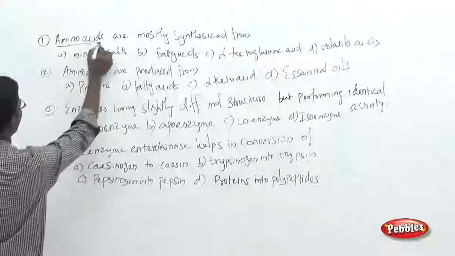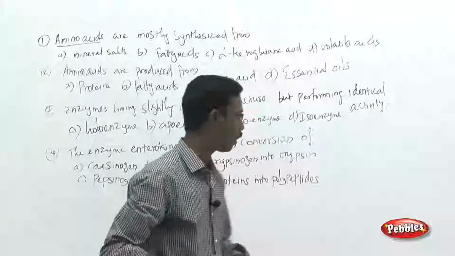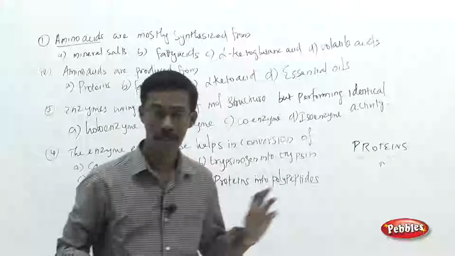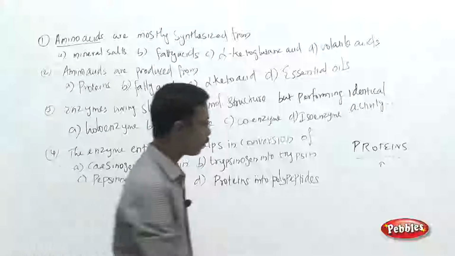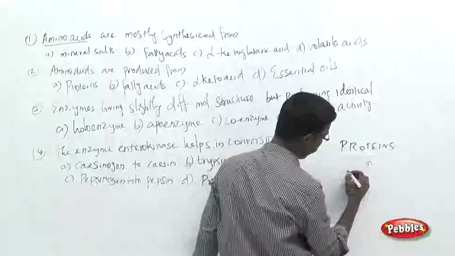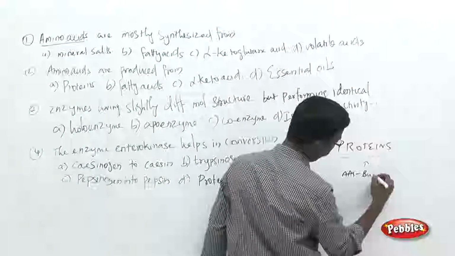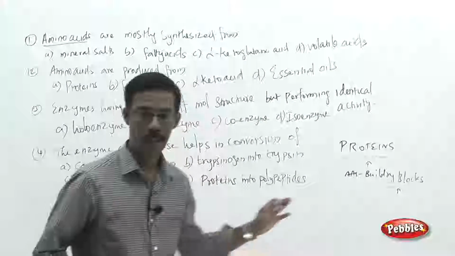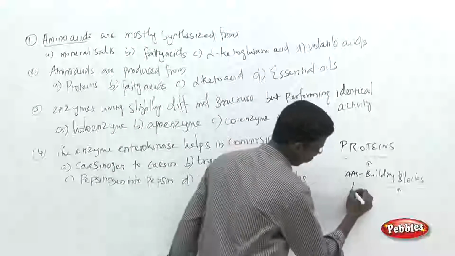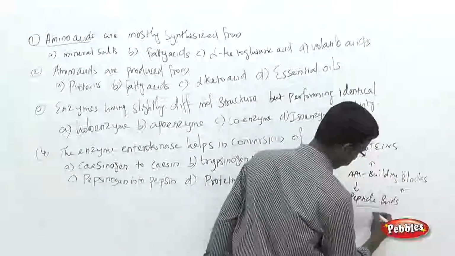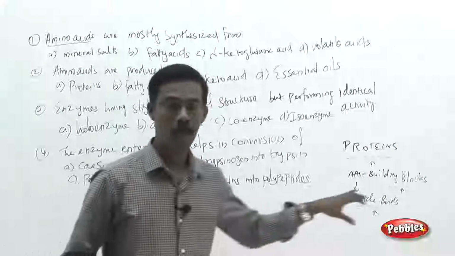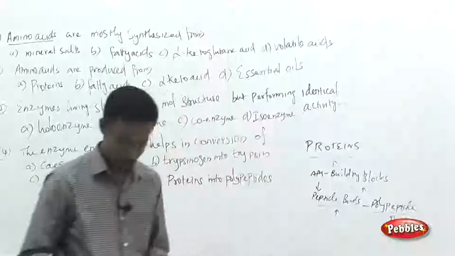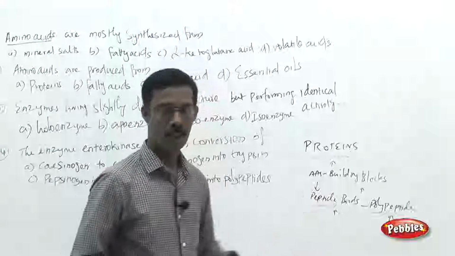I'll explain. So what are amino acids? As I told you, amino acids are the building blocks of proteins. That means proteins are synthesized from amino acids. Amino acids link with each other by means of the peptide bond and form a polymeric structure called a polypeptide. The arrangement of the amino acids in a polypeptide chain is called the protein sequence.